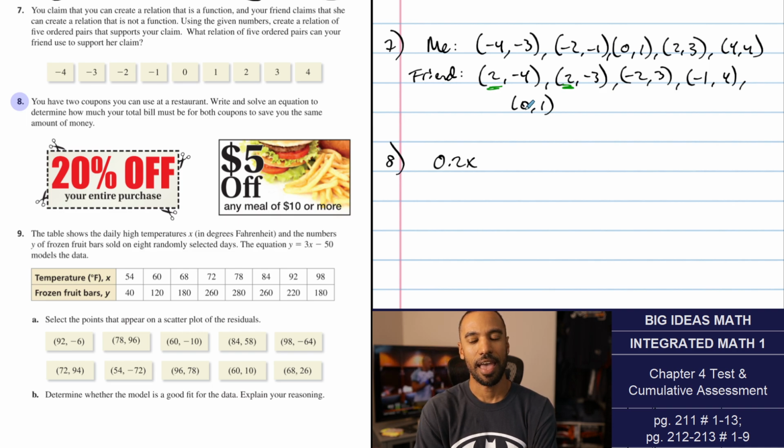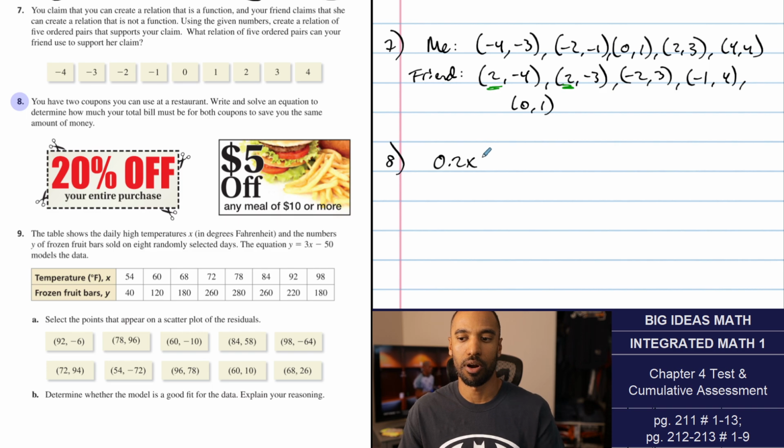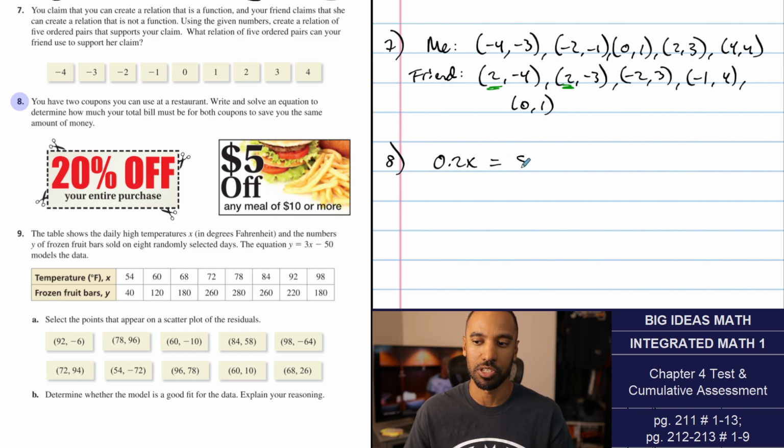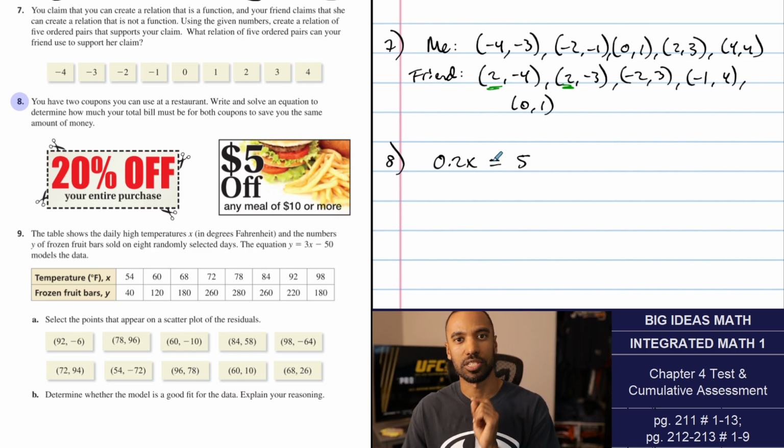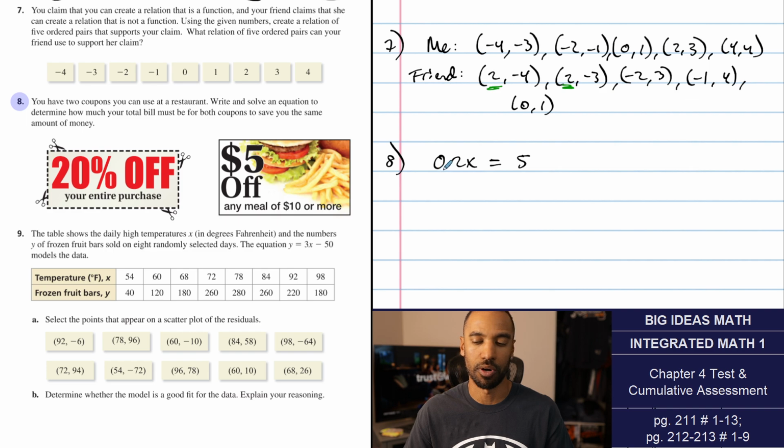To save you the same amount: if X is the cost of my meal, 0.2X is how much money I save. I save $5 off any meal of $10 or more. I'm just going to set this equal to 5, because this is $5 saved, period. As long as X is $10 or more, this will be satisfied. If it's not $10 or more, then it's whatever.